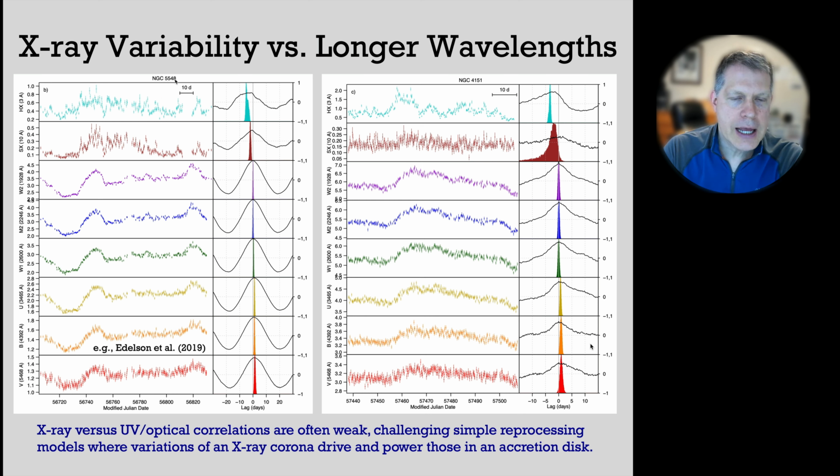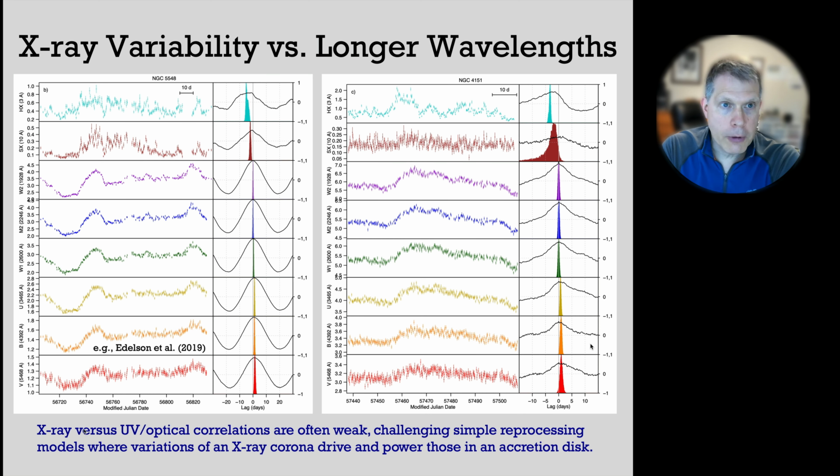NGC 5548, and note this is spanning a long time scale. Note the time scale being spanned here is of order 100 days or so, with intensive monitoring over that whole period. Here's another example. Here's NGC 4051, another very famous, well-studied active galaxy. And again, here are the X-ray light curves and then the longer wavelength light curves here. And a number of things have emerged from these studies. And I will just mention that there are many other active galaxies that have been studied now comparably well to these, although these remain some of the best.